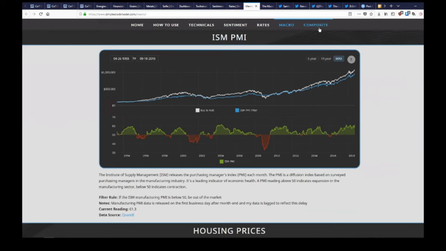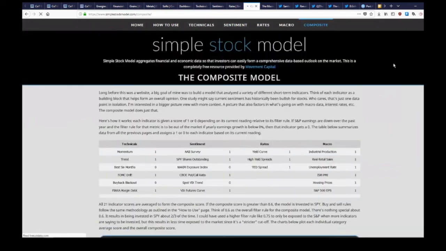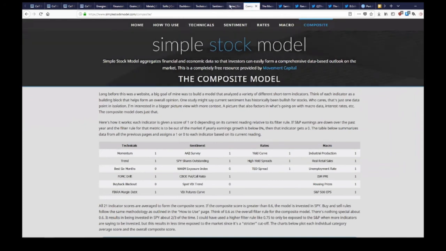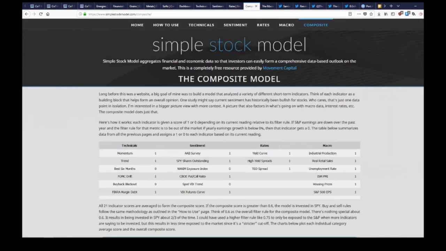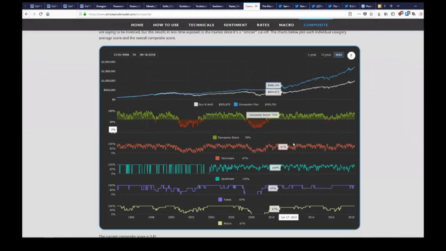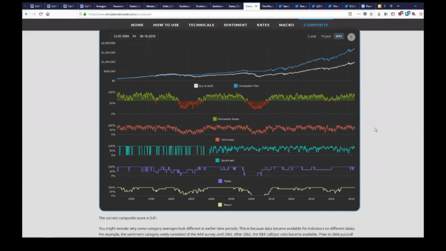And then I've got another page on this website called Composite. It's like a dashboard of sorts. Basically all those indicators get a flag, green light, red light, 1 or 0: are they healthy or not healthy? This graph summarizes them all. On average, all those indicators are quite healthy. Technicals are strong, sentiment is leaning bullish, not extremely so, rates are healthy, macro's healthy.